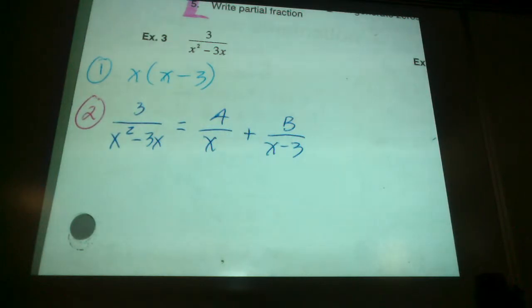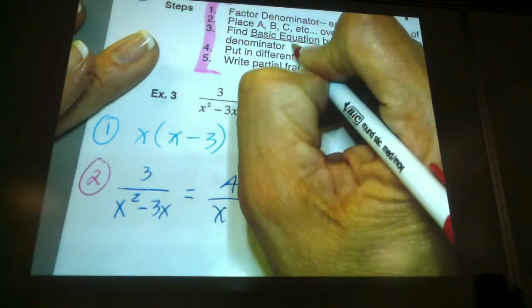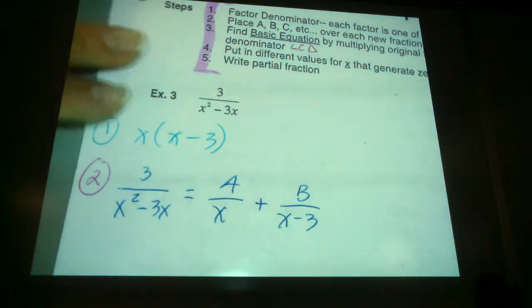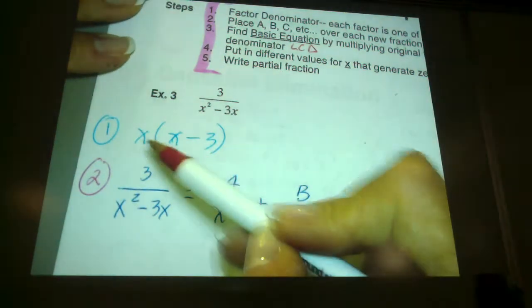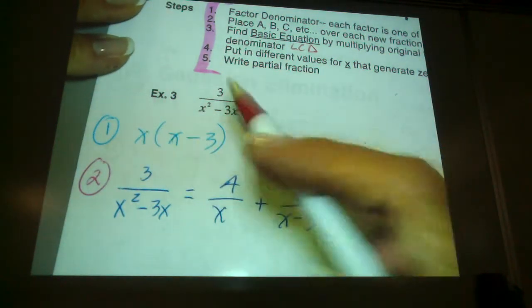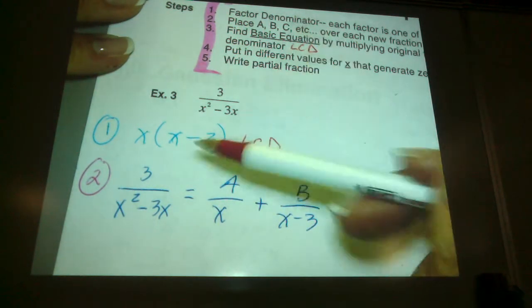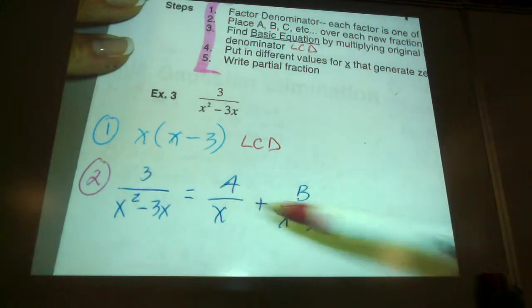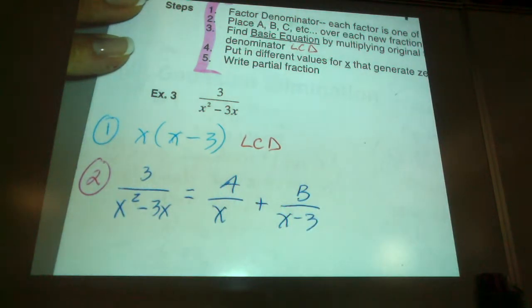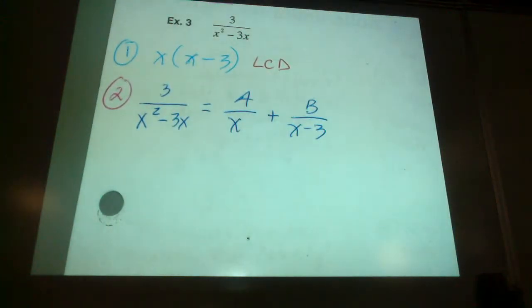So then step 3 says find your basic equation by multiplying the original fraction and the new fractions by the common denominator. Isn't that your least common denominator? So you might want to add here your LCD. Whatever you factor your original denominator into, this is the LCD. So we're going to take step 1 and multiply it to every single term in step 2. So this is where it takes a little bit of room. So write small.